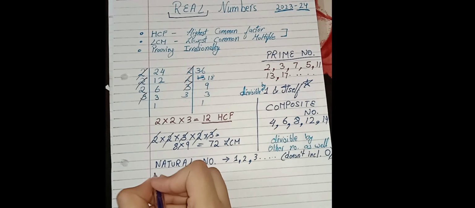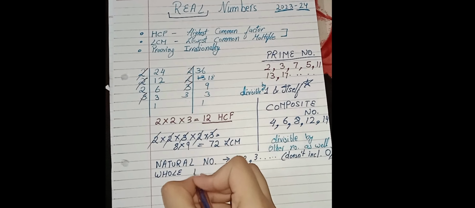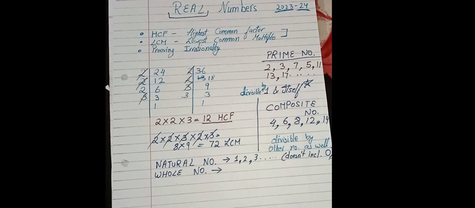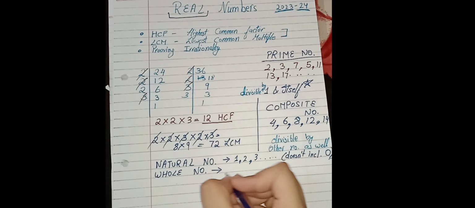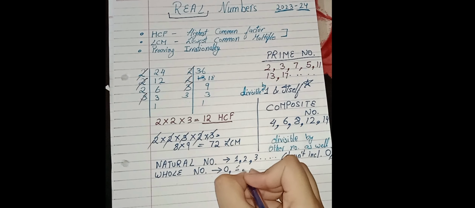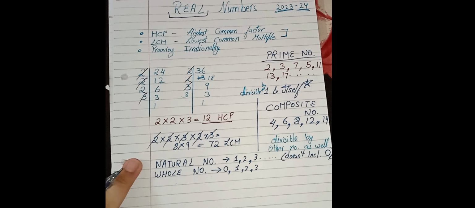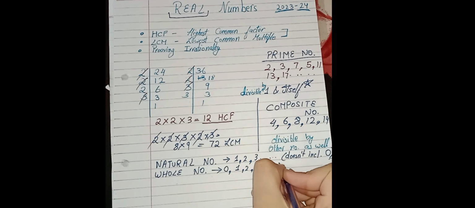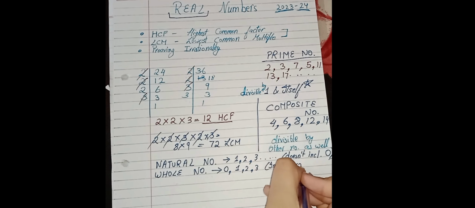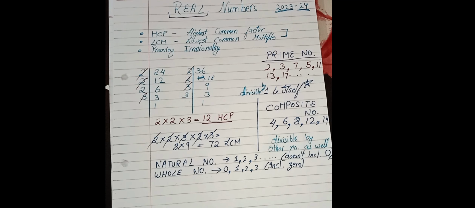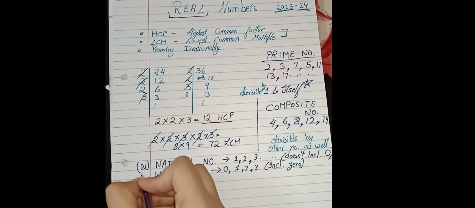And the whole numbers. What are they? So whole numbers में क्या होगा? That we will have 0 as well and 1, 2, 3. Means जो natural numbers हैं, they are all natural numbers are whole numbers. The only thing is whole numbers includes 0 as well. ठीक है? And the symbol for natural number is N and whole number is W.